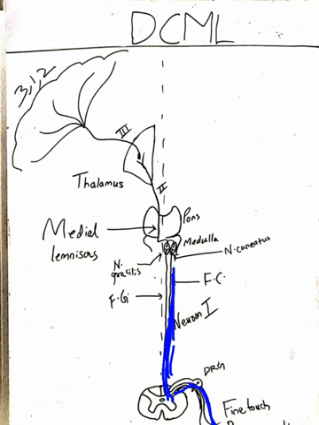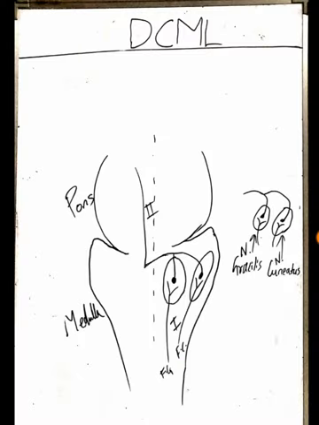So they travel and reach the medulla. In the medulla, there is the nucleus cuneatus and nucleus gracilis. These are the fibers from fasciculus gracilis and fasciculus cuneatus, which have reached the nucleus gracilis and nucleus cuneatus respectively. Now they synapse with the second order neuron. These particular fibers are the second order neurons.